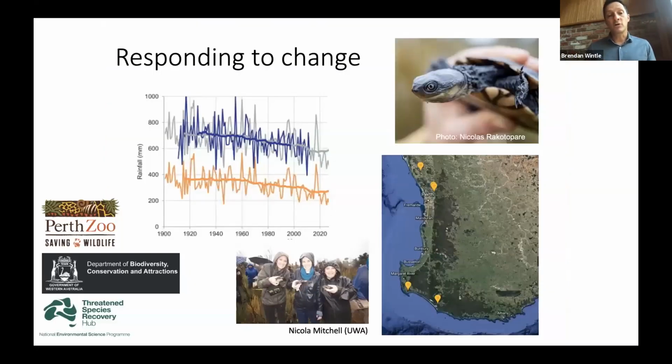Again, some work of our NESP hub. This is in finding places where these western swamp turtles can breed, moving them from their drying landscapes around Perth down to the southwest. Nikki Mitchell at UWA has been leading that with DBCA and the Perth Zoo, and amazing results. These animals are doing better, they're breeding better, and this is what we can do if we can be flexible with where we put species and how we manage them under climate change.